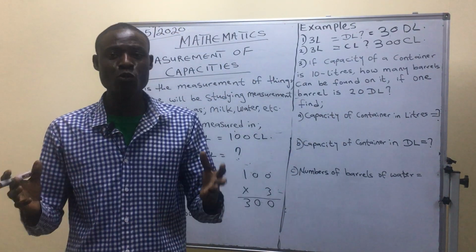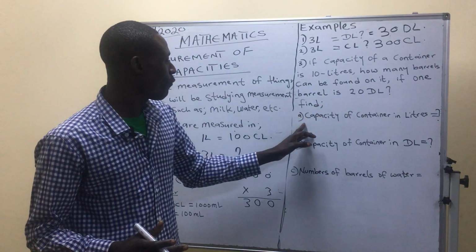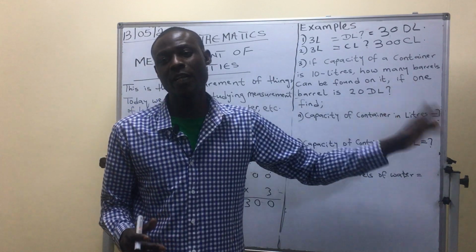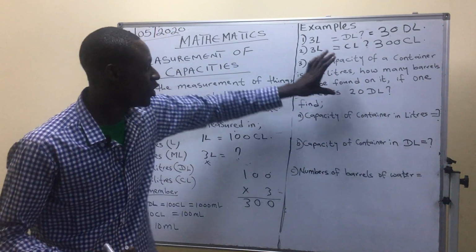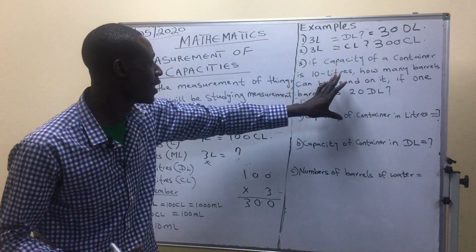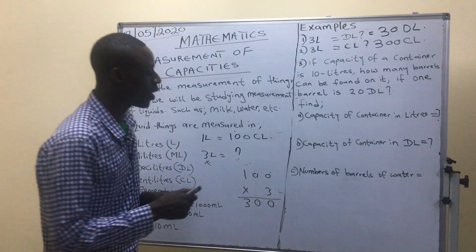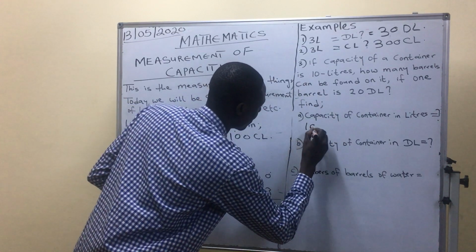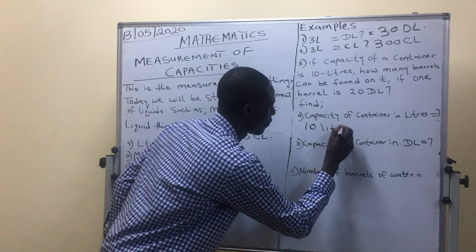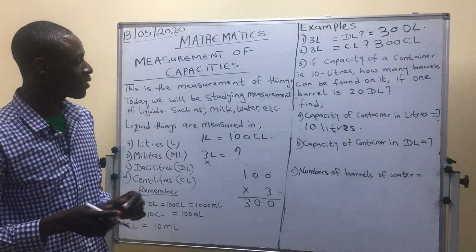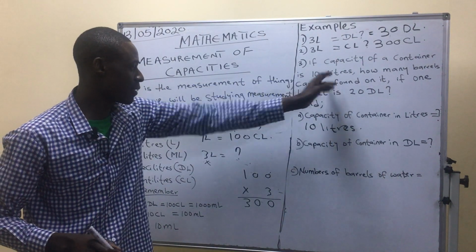Now, what are the things you are going to find out in these calculations? 1, you must look for the capacity of the container in liters. In this question, what is the capacity of the container in liters? It is 10 liters. So the capacity of the container in liters is 10.